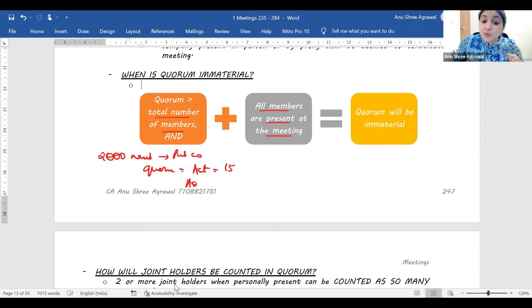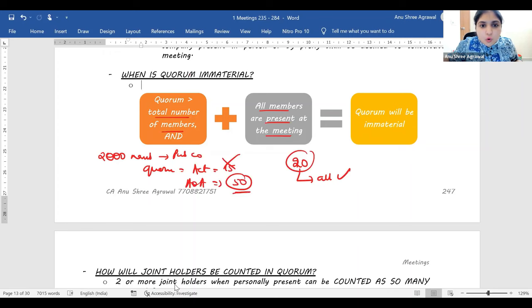But can the AOA say, no, no, in this company, 50 is required? Yes. So which means not 15, I will treat it as 50. So quorum is 50. But there was some calamity, something happened because of which a lot of members died. Total number of shareholders in the company is only 20, let us say. And all the 20 have come to the meeting.